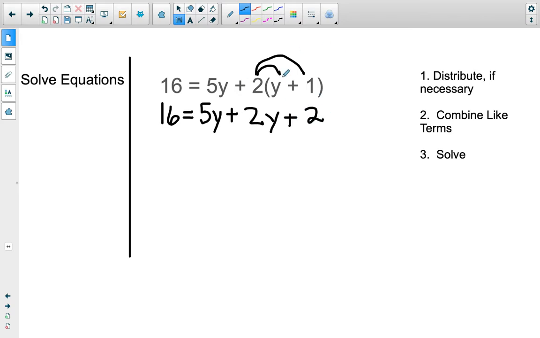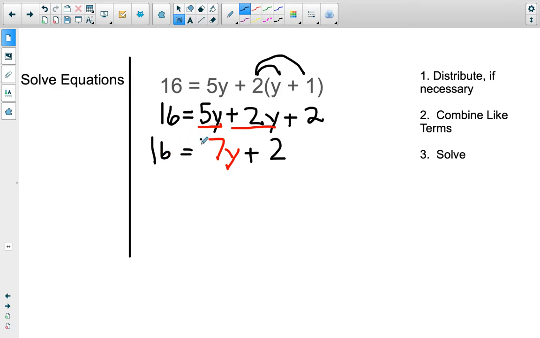So I'm done distributing. Now I can combine my like terms. Well, I have 5y and I have plus 2y. Well, 5y plus 2y is 7y. Then I have plus 2. I don't have any other numbers to add to that. Equals 16.